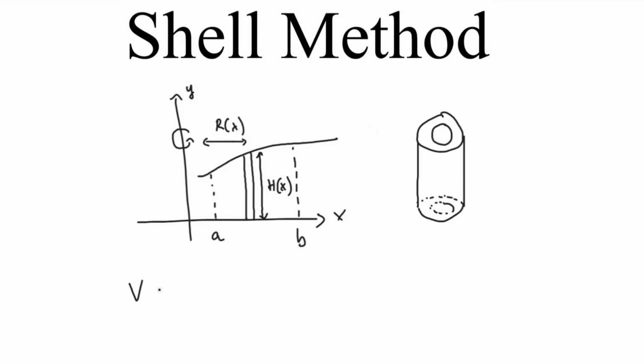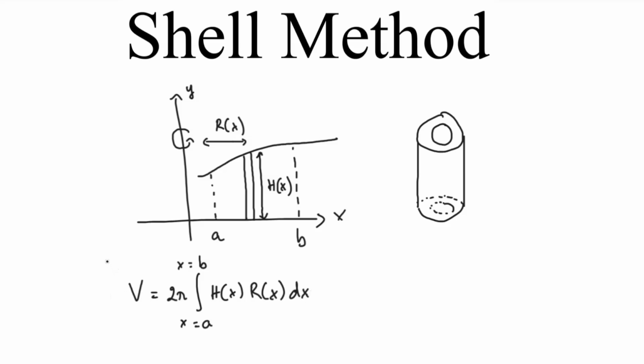So the formula is the volume equals 2 pi times the integral from x equals A to B of h of x times r of x dx.